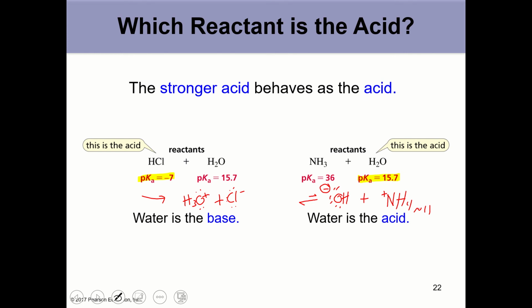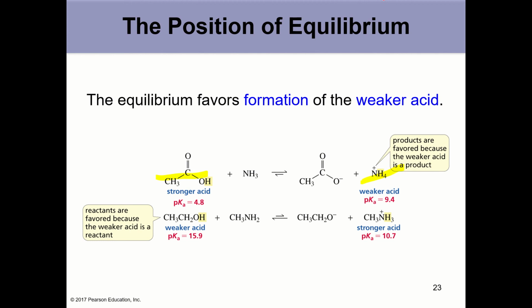For the reaction with HCl forming H3O plus and Cl minus, we know that H3O plus has an approximate pKa of -1. -1 is greater than -7, and so in the case of HCl reacting with H2O, this reaction favors products. Okay.